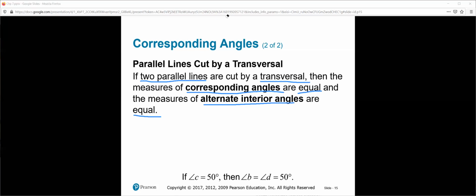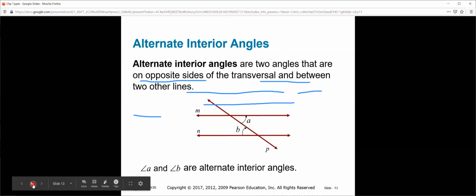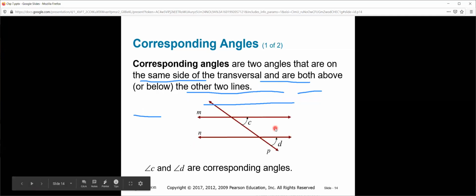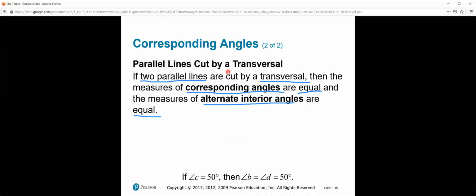We know what alternate interior angles are. We just covered it, right? So we know what the alternate interior angle is. Now we're referring to corresponding angles with parallel lines that are cut by transversals.